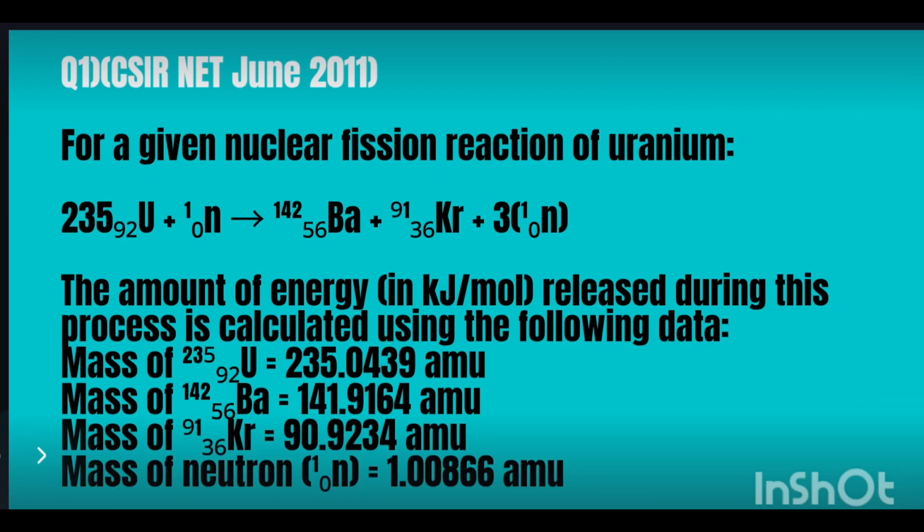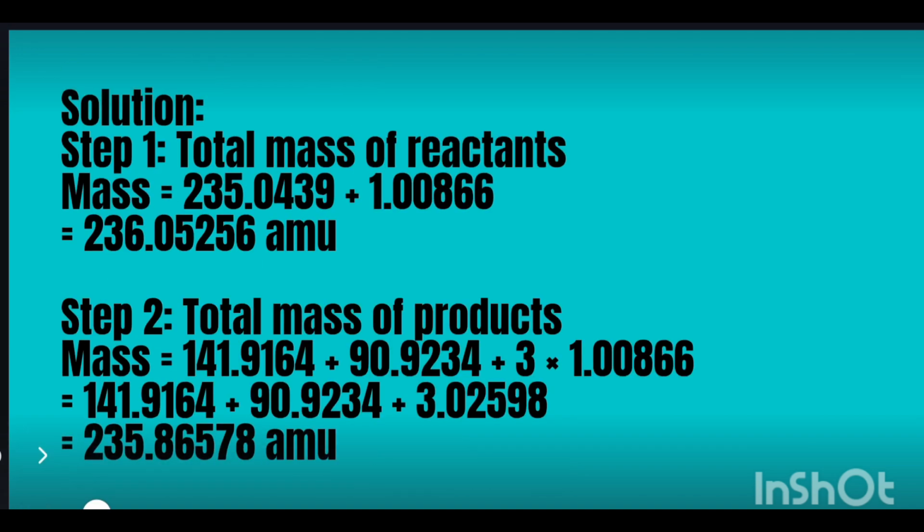In step 2, you have to calculate the total mass of products. Here the products are given as barium-142, Kr-91 and 3 neutrons. Those values are given. We'll substitute into this. Mass is equal to 141.9164 plus 90.9234 plus 3 into 1.00866. That is equal to 141.9164 plus 90.9234 plus 3.02598. That will be equal to 235.86578 amu.